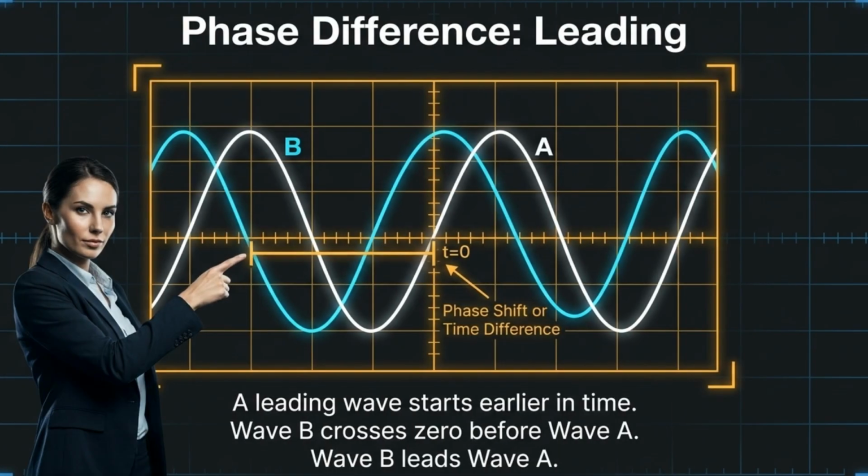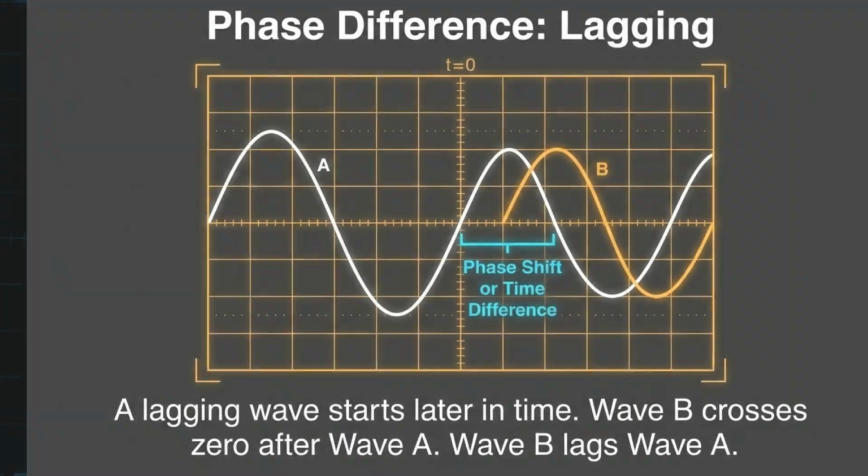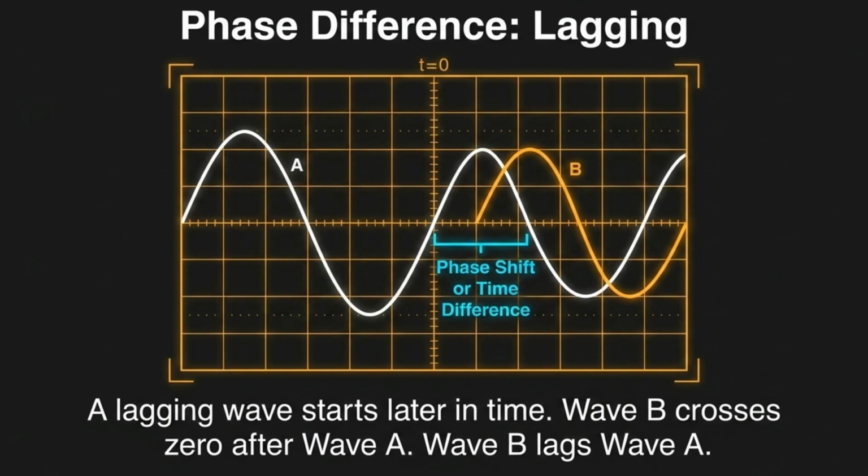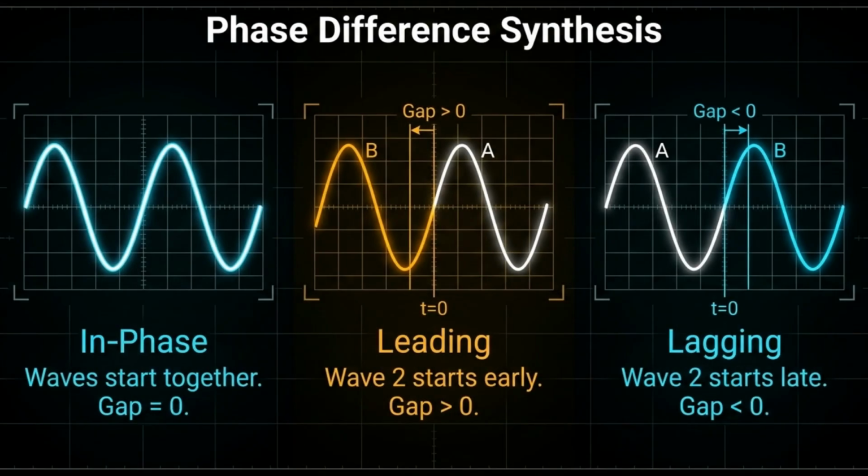A leading wave starts earlier in time, meaning that if wave B crosses zero before wave A, then wave B is leading wave A. Conversely, a lagging wave starts later in time. In this case, wave B crosses the zero point after wave A, which means that wave B is lagging behind wave A. To synthesize, waves are in phase when they start together. They are leading if the second wave starts early, and lagging if the second wave starts late.